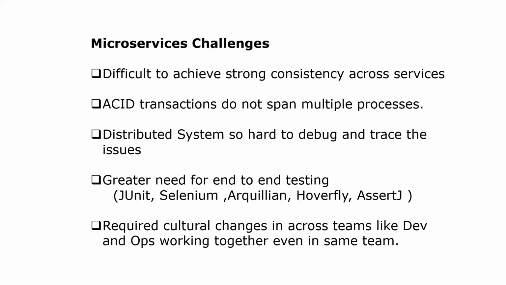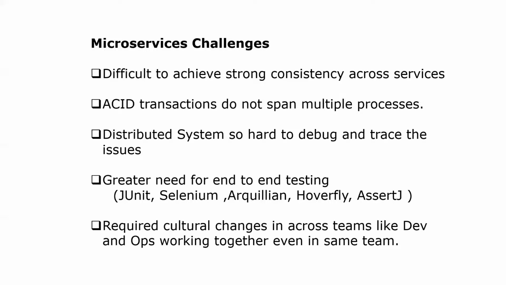And there are some challenges of microservices, but for all the challenges, we have some tools to address them. For example, it is difficult to achieve strong consistency across the services. This is where we have to implement some kind of governance, maybe design-time governance and runtime governance. Similarly, ACID transactions do not span multiple processes, because when it comes to distributed transactions, like in Java, we use JTA, the Java Transaction API. It is not recommended to implement JTA kind of transactions for microservices, right?